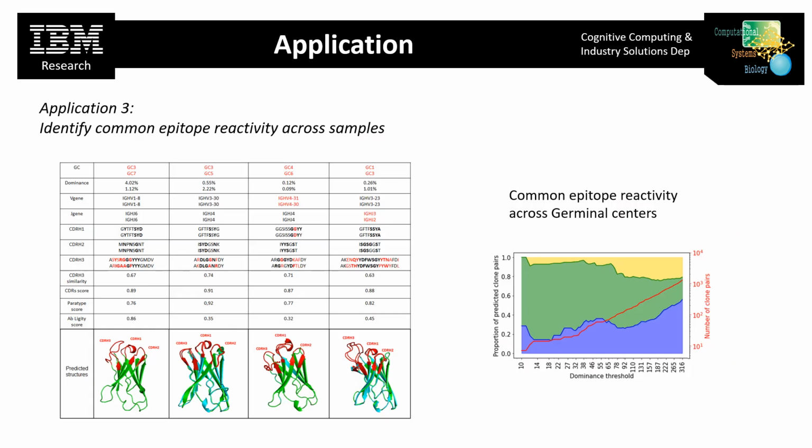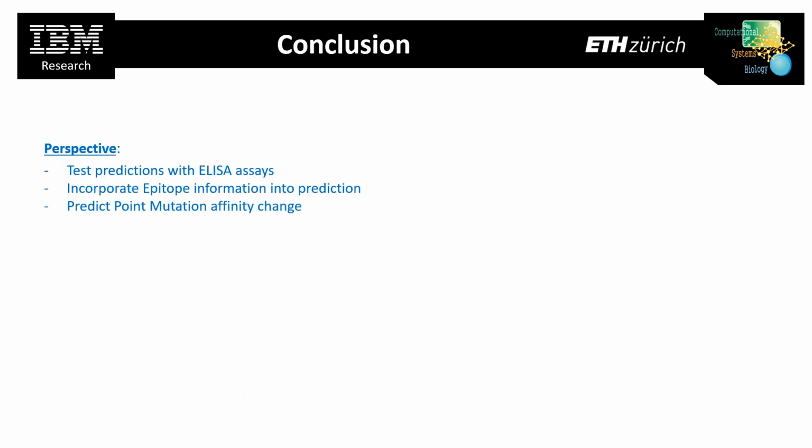experimentalists. Finally, you can identify common epitope reactivity across samples, in a germinal center for example, or in any other kind of dataset that you are interested in. Because two germinal centers are quite independent from each other, two independent environments, if we can find antibodies that came from different germinal centers and bind a similar epitope, this could be very interesting to see. This is what we did here as the third application. This was just to give you an overview.